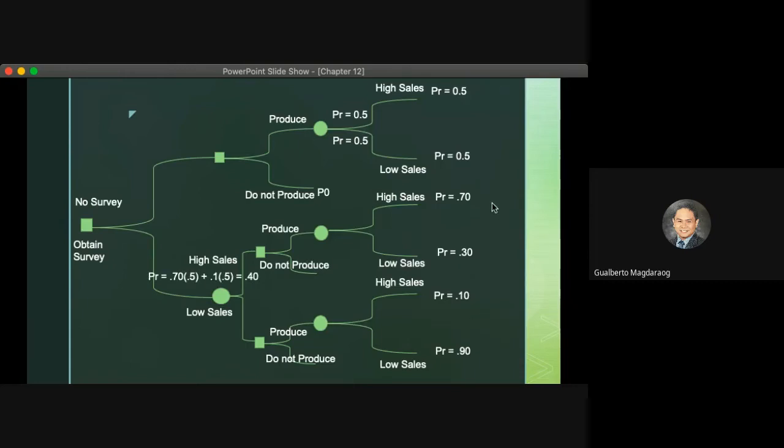So the same concept is applied to low sales. Get all the low sales percentage, 30% and 90%, and multiply it by each share in the state of nature, and that is 50%. And then add the two, you will get 60%. Okay, so when you add up the two, 100%. Imposible po na humigit yan ng 100% because you multiplied it by each share in the possible result, 50-50. Okay, so imposible humigit yan sa 100%.